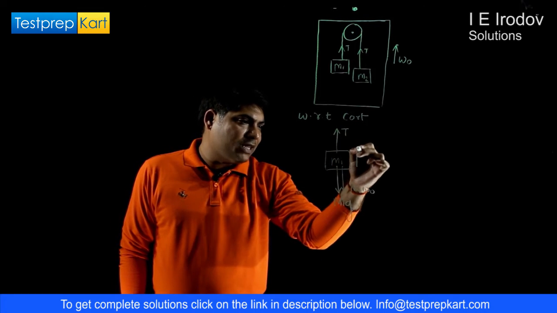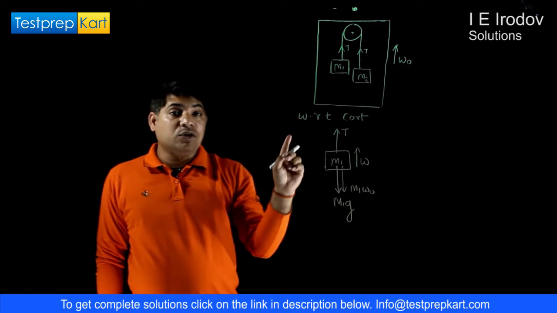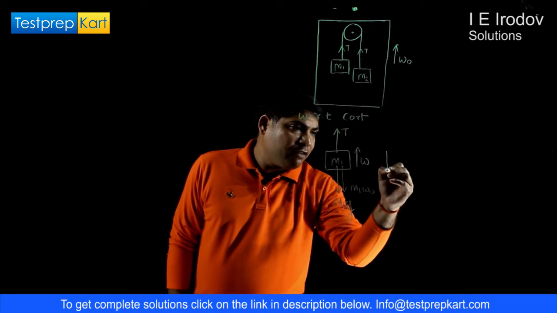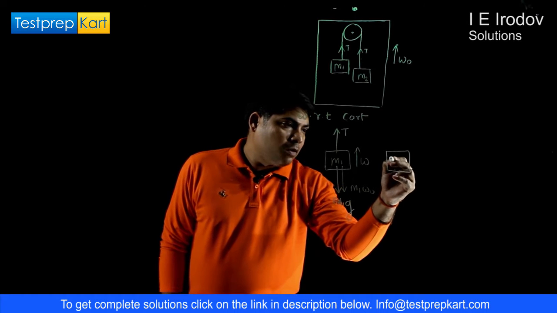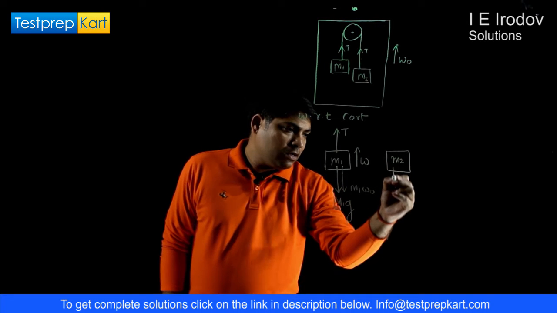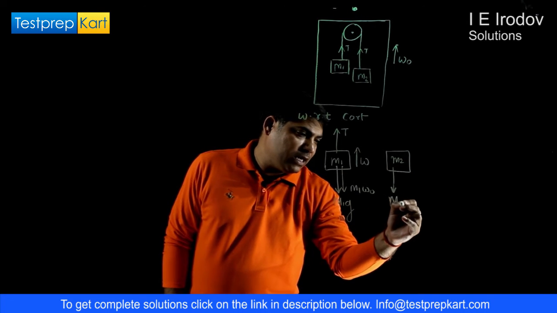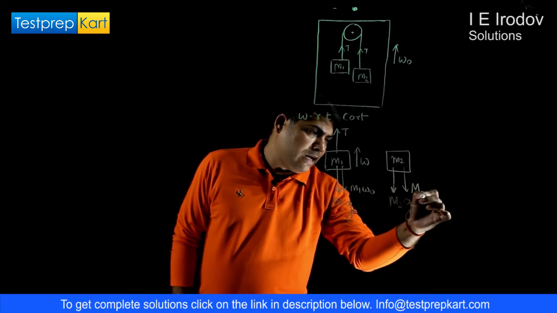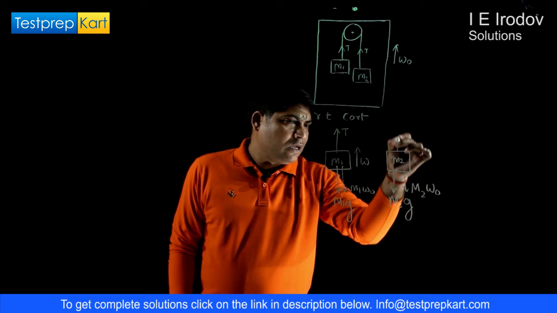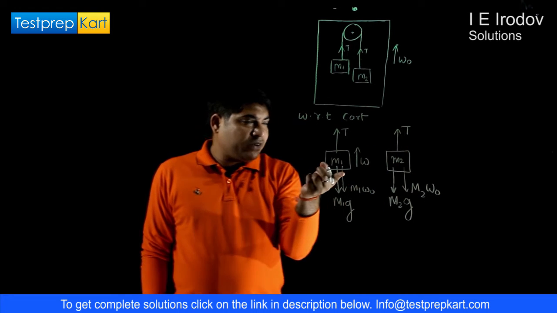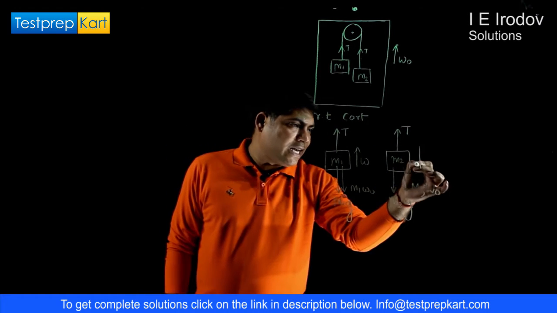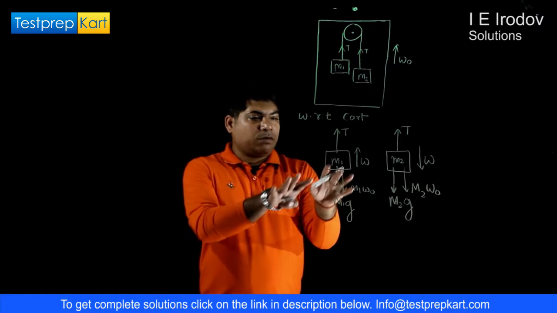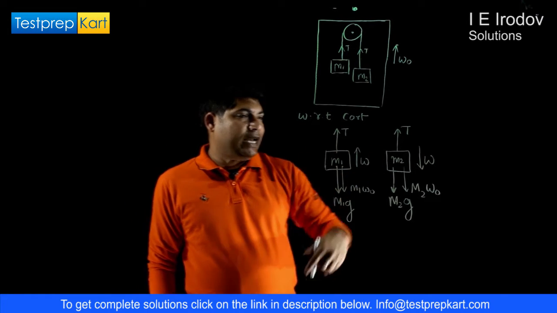And this is moving with an acceleration omega. This omega acceleration is with respect to the cart. Similarly for the second body, mass is M2. There is a gravitational force M2 into G, a pseudo force M2 into omega naught, and a tension T. And if the first one is moving upward, then the second one will move downward. So now we can write equations of motion with respect to these free body diagrams.